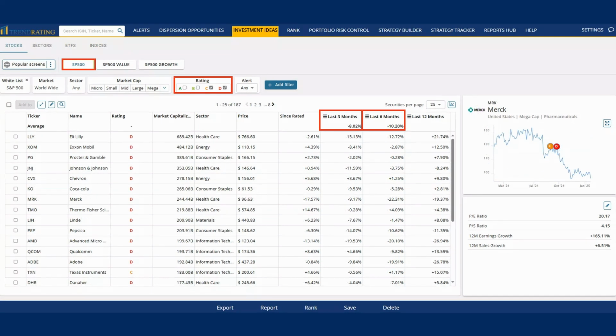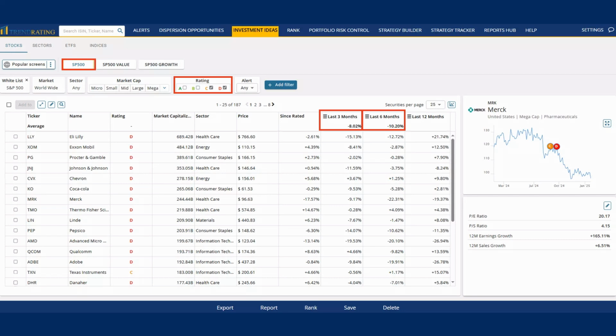Now, let's see the other side of the coin, the losers. Those stocks promptly identified with negative C and D ratings by Trendrating's proprietary AI-driven model. The list goes down to 187. We can see that the returns are now negative over the same period of time.